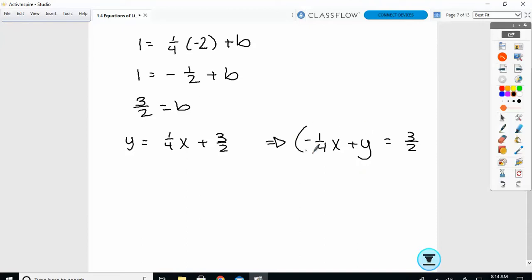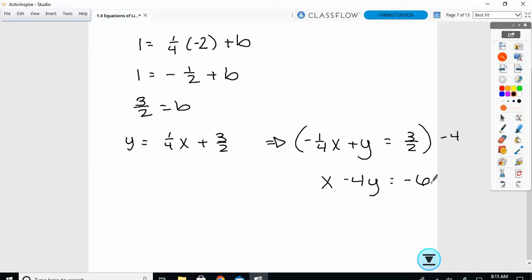Multiply everything by -4. So -1/4 times -4 is a positive 1. Y times -4 is -4y. 3/2 times -4 is -6.